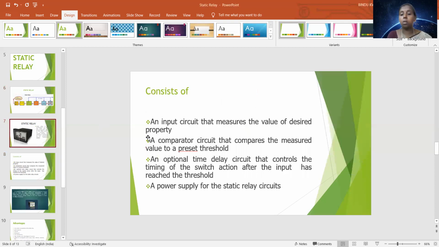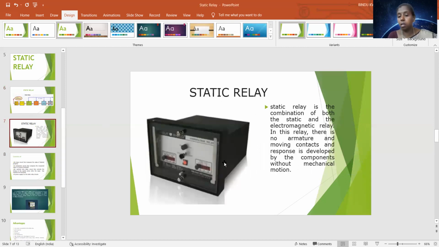So here you can see this is the pictorial representation of the static relay. Here we will be having both static and electromagnetic relay, but in the static relay it is only for switching operation. We are not having any armature or any moving parts, and the response is developed with the help of the contacts and without any mechanical motion.